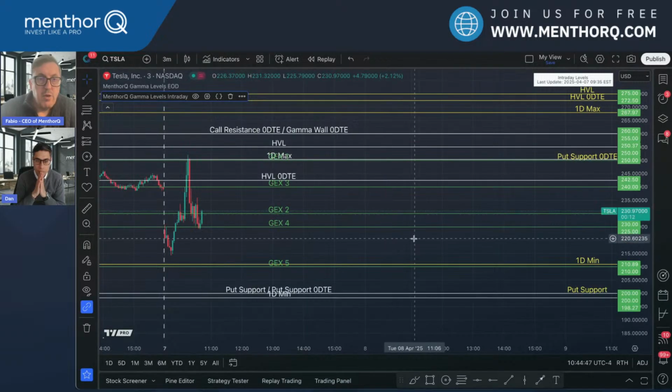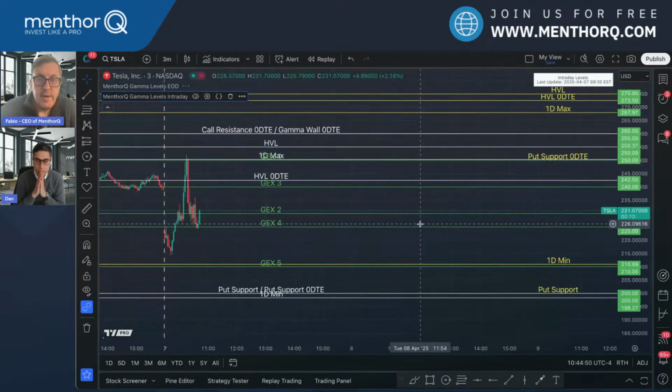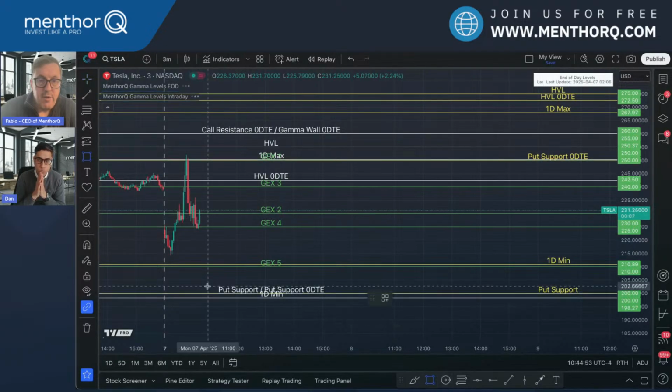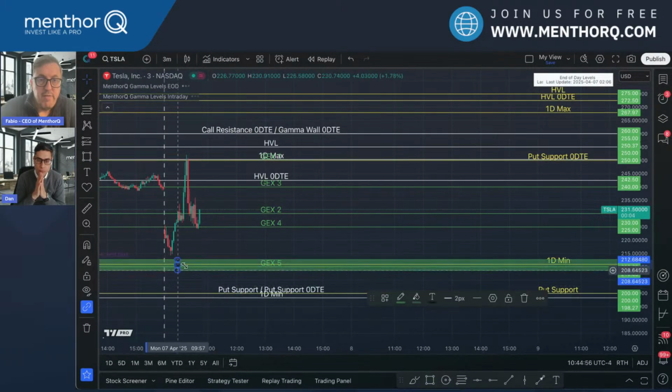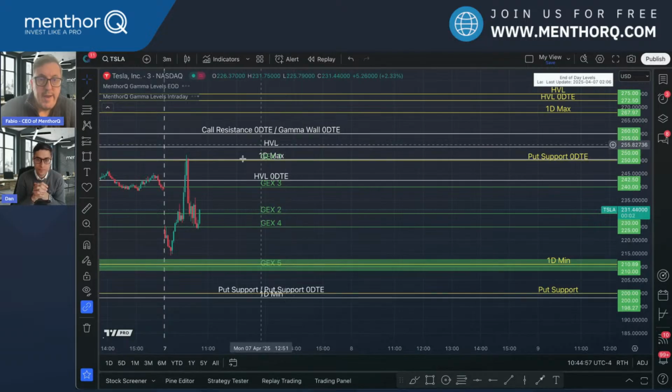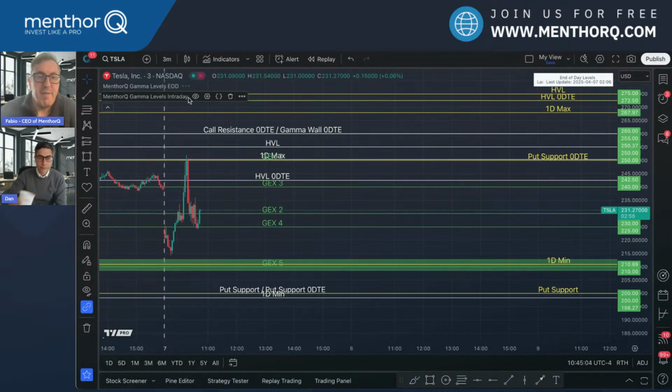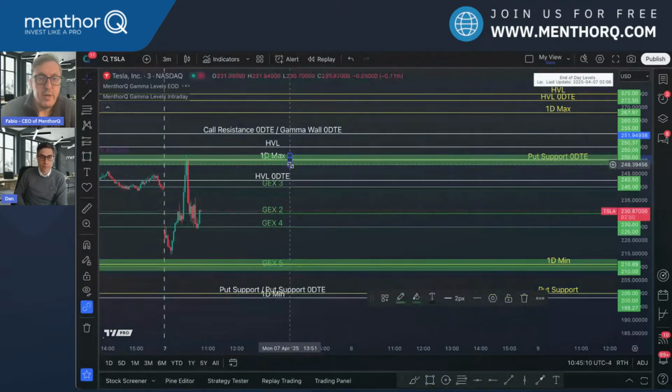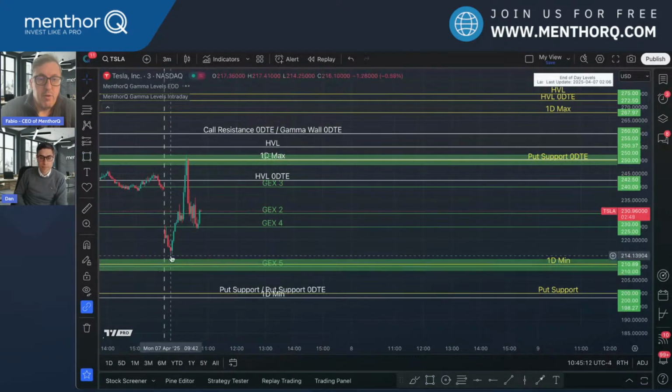So in yellow, we have our end of day levels, and what we can see is our 1 day minimum here, which is our end of day. And then in white, we have our intraday. The intraday now updates 14 times a day, so almost every half an hour. Take a look at, for example, this price action here, which saw the price dropping almost to the 1 day minimum and then shooting all the way up to the 1 day max, and now consolidating around here. This is a 30 points move, which is crazy. So the market is really in panic mode.